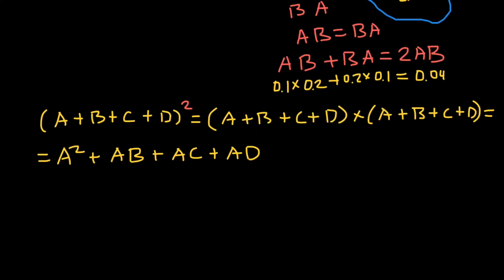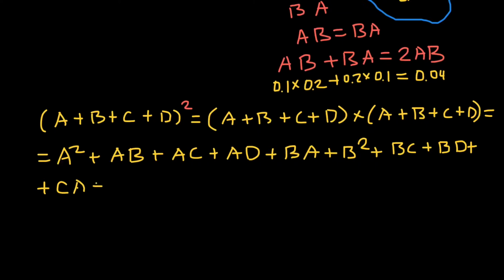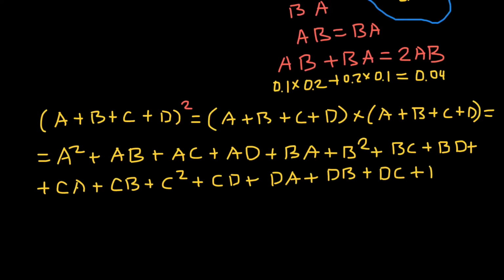Next, B multiplied by A is going to be BA, so plus BA. B multiplied by B is going to be B squared. B multiplied by C is going to be BC. B multiplied by D is going to be BD. C multiplied by A is going to be CA. C multiplied by B is going to be CB. C multiplied by C is going to be C squared. C multiplied by D is going to be CD. And lastly, D multiplied by A is going to be DA. D multiplied by B is going to be DB. And D multiplied by C is going to be DC. And D multiplied by D is going to be D squared.